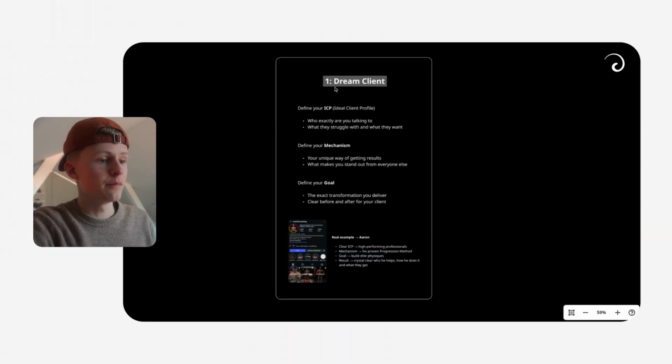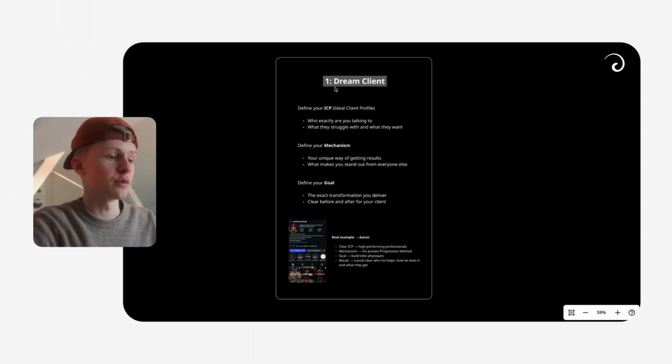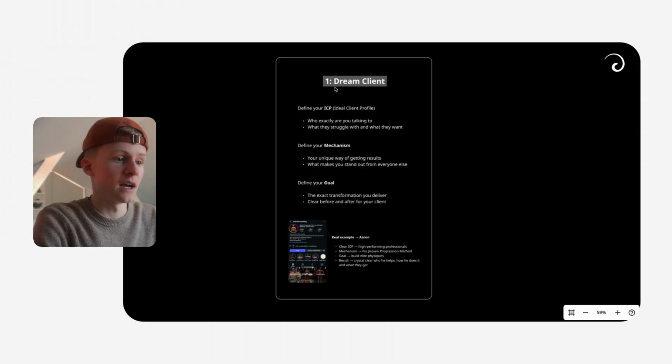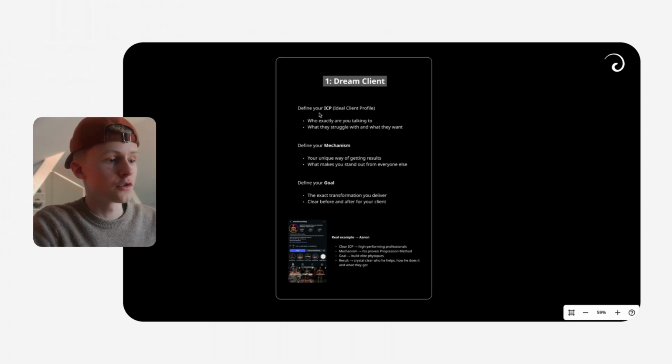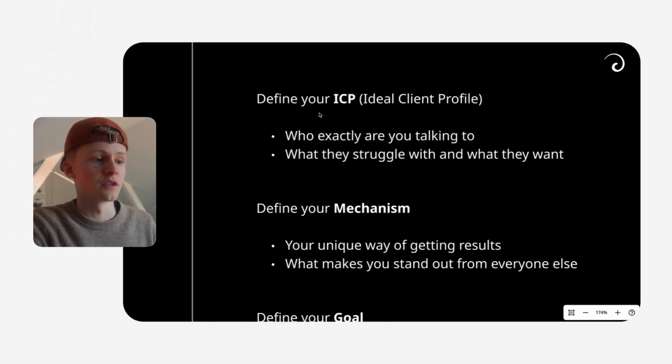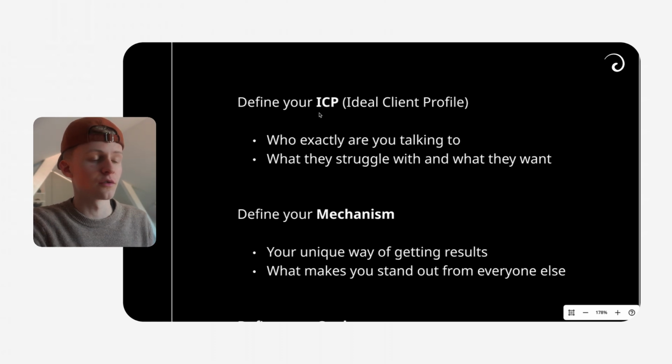So the first step in order for you to scale your coaching business to the next level is to identify your dream client. Because if you don't know who your dream client actually is and who you want to work with, it's going to be insanely hard for you to actually create content that attracts the right person. So the first thing you have to do is to identify your ICP. And if you don't know what ICP stands for, it is basically your ideal client profile, the person you want to attract, your target audience.